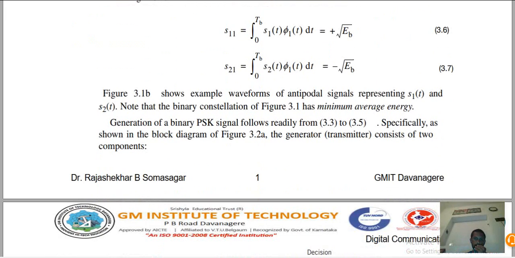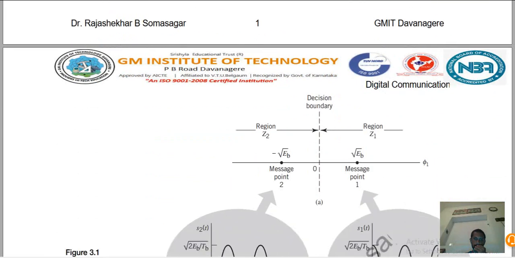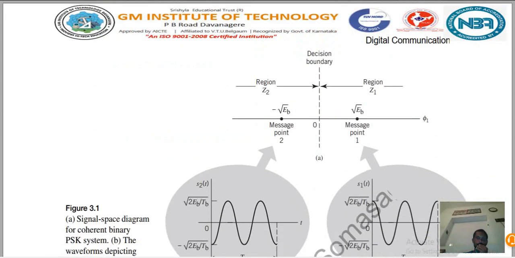And the signal space diagram for the PSK is shown in figure 3.1a. Just a minute, I will show you. This is the message point 1, for positive, greater than 0, and minus root EB is message point 2, which is shown in the negative, and it has two regions, Z1 and Z2, with respect to the decision boundary, which I will discuss later.